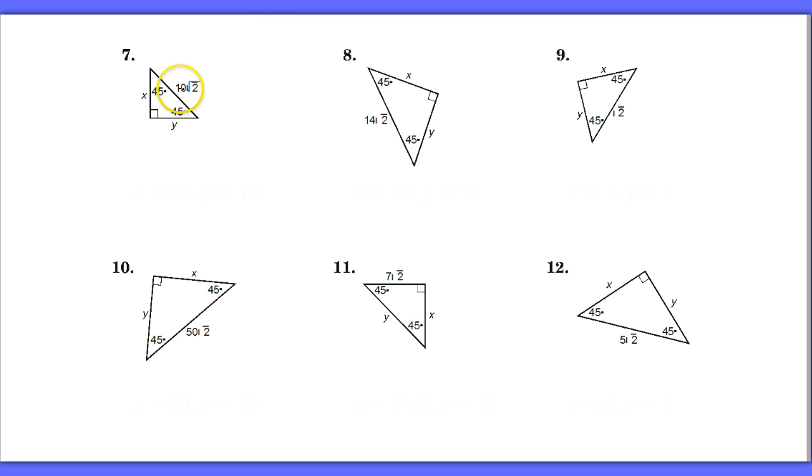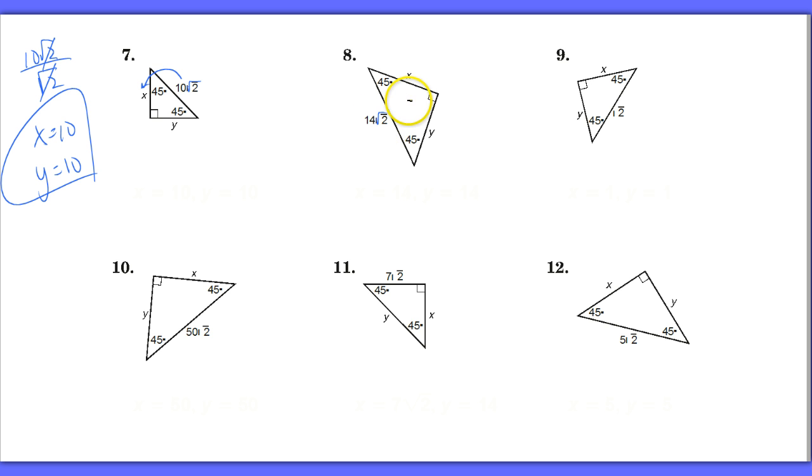Jumping down to number 7, it's another 45-45-90 triangle. The hypotenuse is 10 root 2, so we're starting from a different spot in this one. We want to find the legs. To go from the hypotenuse to the legs, we're getting smaller, which means we're going to divide. There's a ratio of root 2 between the legs and hypotenuse, but in this case, since we're going smaller, we're going to divide by root 2. So if you took the 10 root 2 and divided it by our ratio of root 2, those would cancel out, which means that x equals 10. The other leg, y, is equal to 10 also.